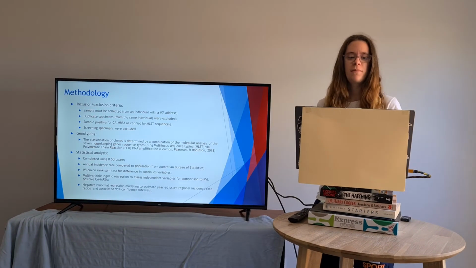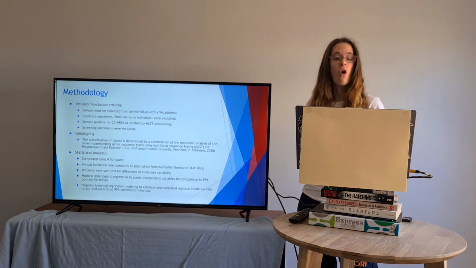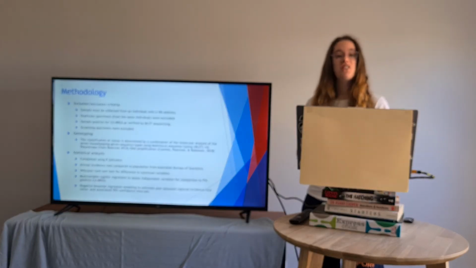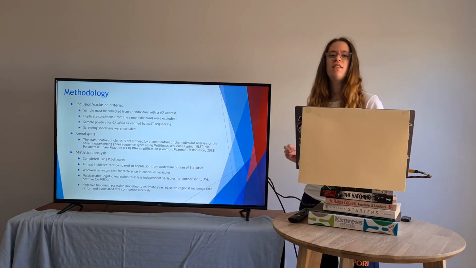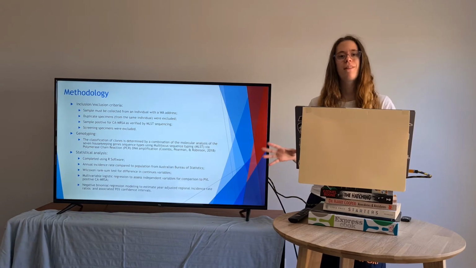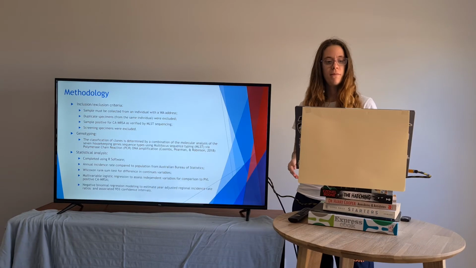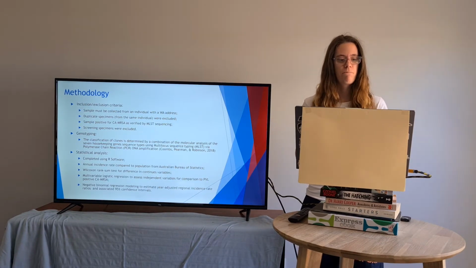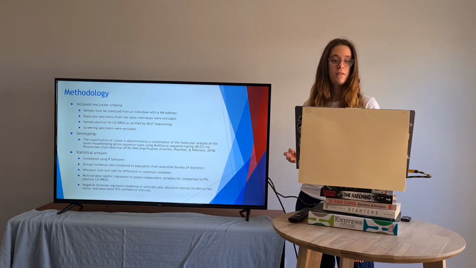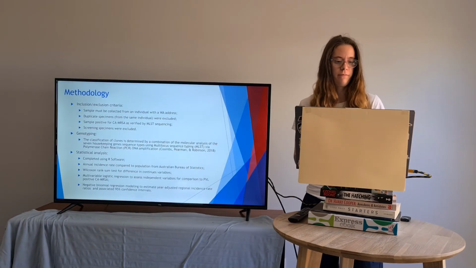From a genotyping perspective, the process used was that of PCR amplification of the DNA of the MRSA, which is then used for the MLST sequencing. The statistical analysis performed in this paper was completed using the R software. They calculated the annual incidence rate compared to the population that was taken from the Australian Bureau of Statistics. The Wilcoxon rank sum test was calculated, as well as multivariate logistic regression and negative binomial regression.